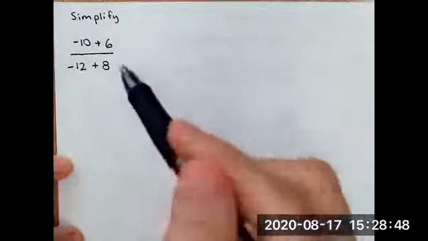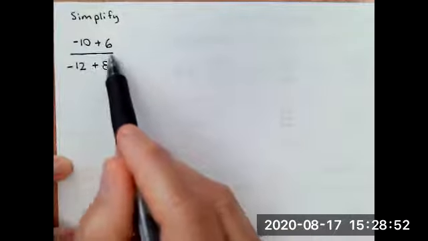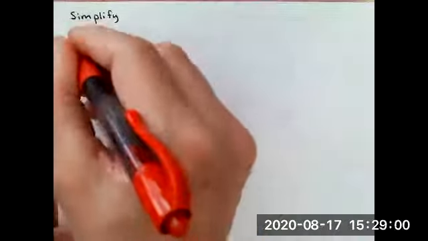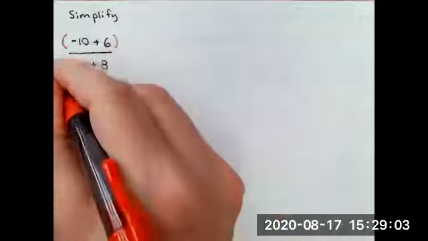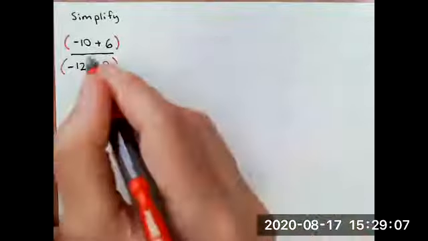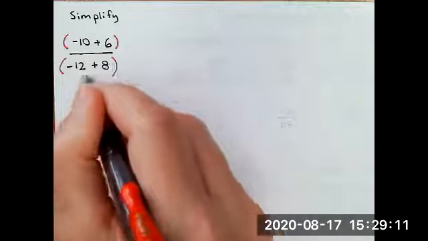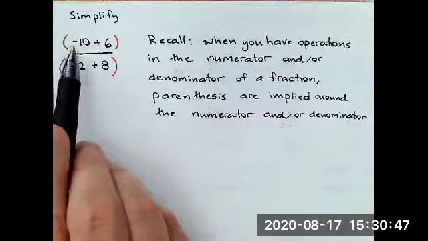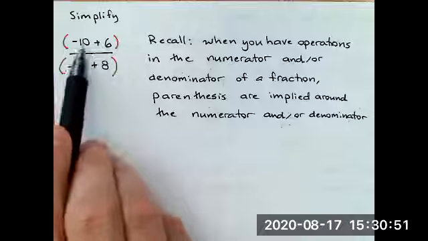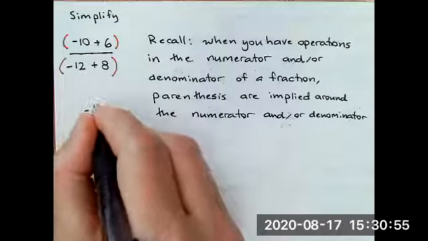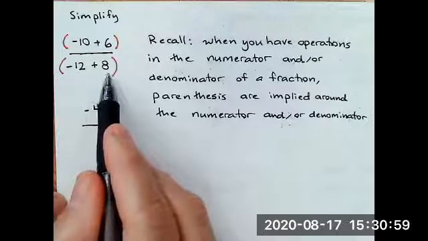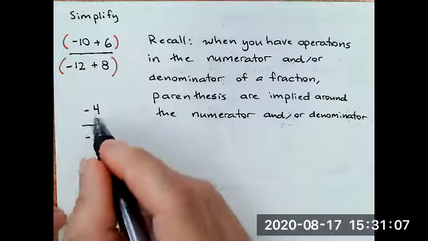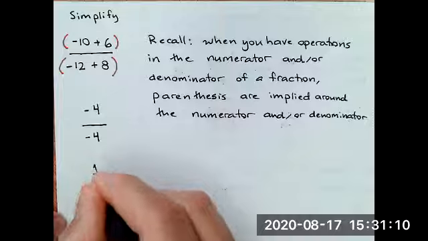Let's do some examples. Negative 10 plus 6, divided by negative 12 plus 8. Remember, when you have operations in the numerator and the denominator, parentheses are implied around the numerator and the denominator. So you have to do this operation, and then divide. Negative 10 and positive 6 have different signs, so you subtract. Keep the sign of the larger. Negative 12 and positive 8 have different signs, so you subtract. Keep the sign of the larger. Negative 4 divided by negative 4 is equal to positive 1.